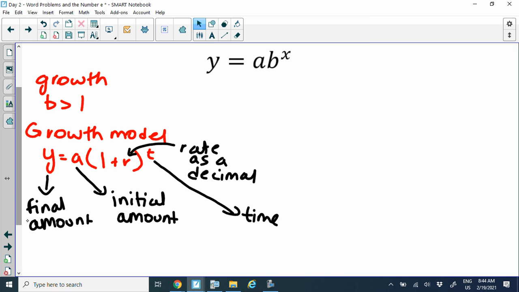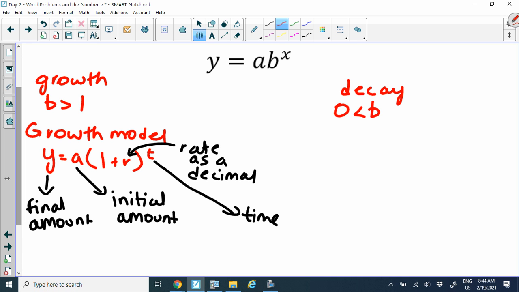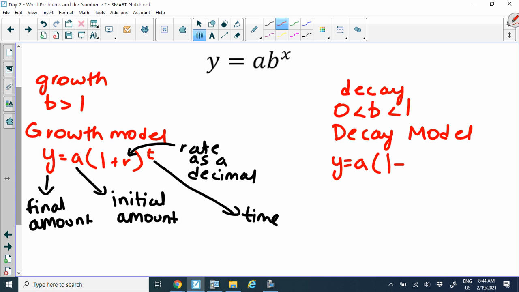Okay, now let's talk about when we have a decay function. So we know we have a decay function when our b value is between 0 and 1. So basically a decay model is going to be as so. It's going to be very similar to what we just did with our growth model. The only thing is, instead of having a plus r, we're going to have a minus r. So we're going to have y equals a times 1 minus r to the t power.